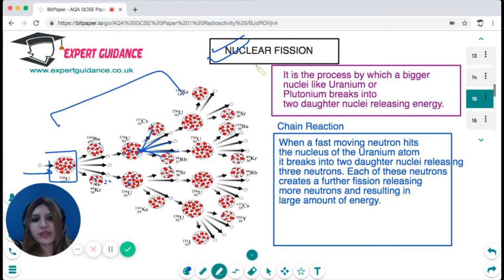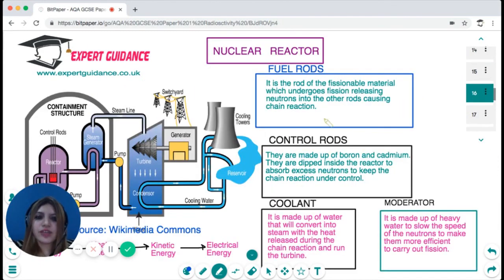So what is nuclear fission? It is a process by which a bigger nucleus like uranium or plutonium breaks into 2 daughter nuclei, releasing energy. Now, why is it a chain reaction? Because a fast-moving neutron hits the nucleus of the uranium atom. It breaks it into 2 daughter nuclei, releasing 3 neutrons. Each of these 3 neutrons creates a further fission, releasing more neutrons, resulting in a large amount of energy, constituting the chain reaction.